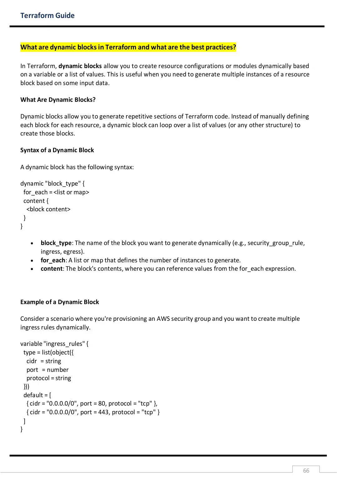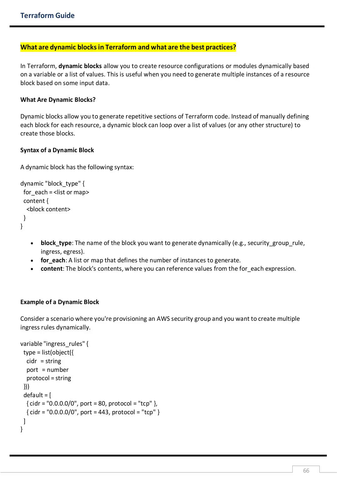Dynamic blocks allow you to generate repetitive sections of Terraform code. Instead of manually defining each block for each resource, a dynamic block can loop over a list of values, or any other structure, to create those blocks. Syntax of a dynamic block. A dynamic block has the following syntax.